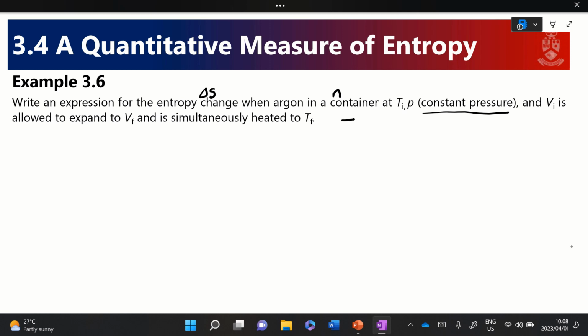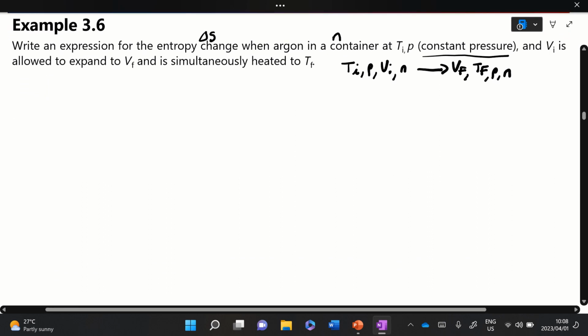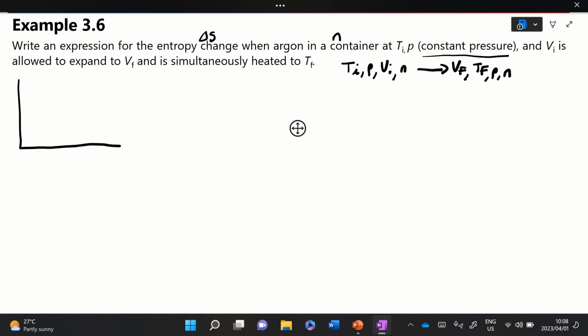So in other words, we have Ti, P, Vi, and N going to Vf, Tf, P, and N. Essentially, that's what we're given at the beginning, and we want to calculate delta S. I like to visualize these changes on a graph. Our only changing variables are temperature and volume.